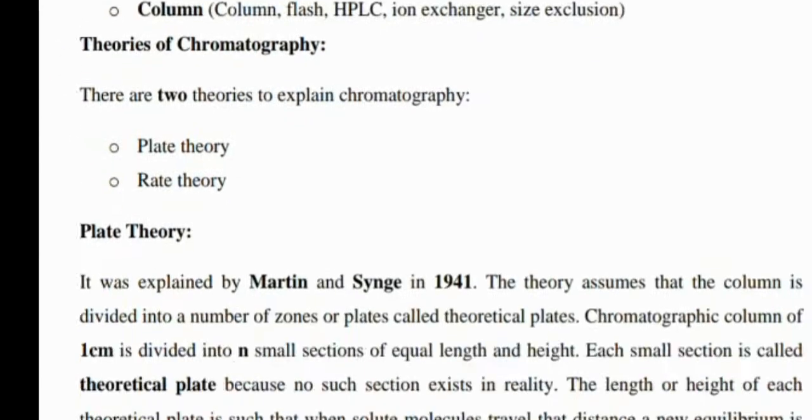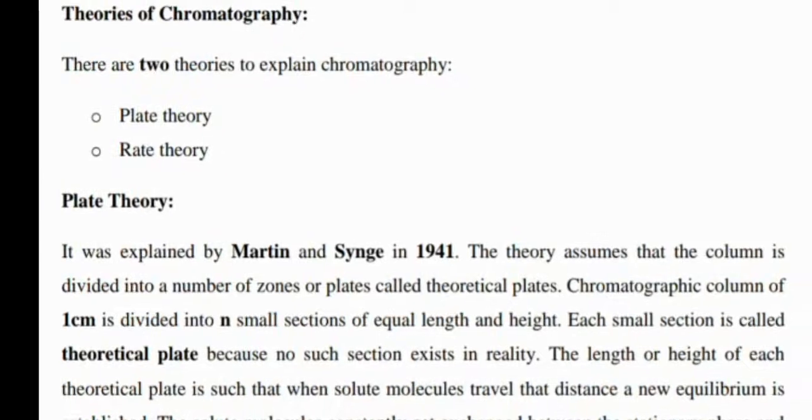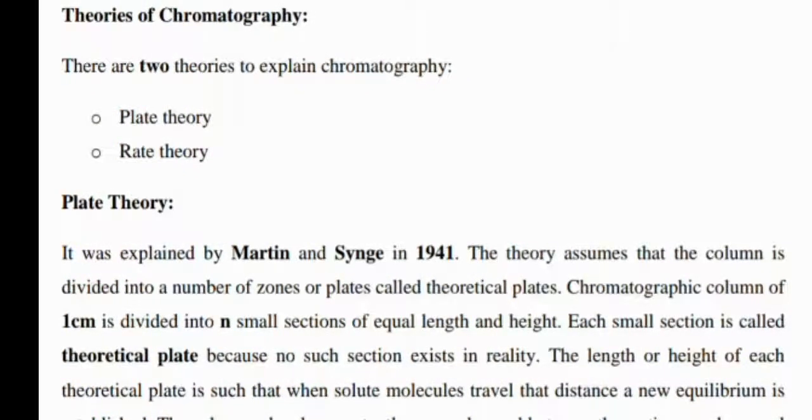Further, we have the theory of chromatography. There are two theories to explain chromatography, which are plate theory and rate theory. So let's start with the plate theory. It was explained by Martin and Synge in 1941. The theory assumes that the column is divided into a number of zones or plates called theoretical plates.